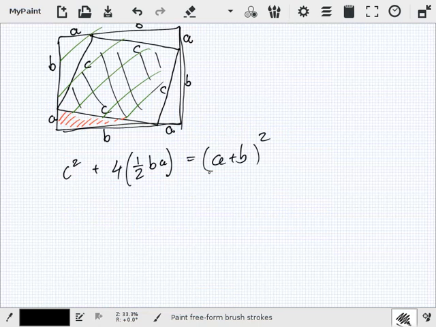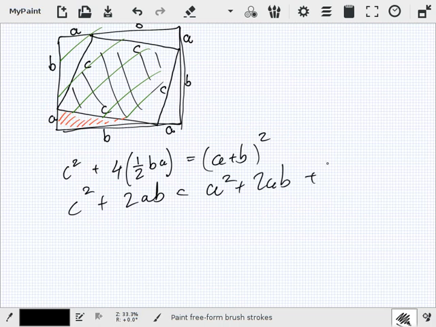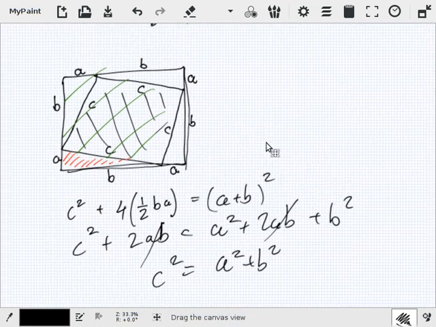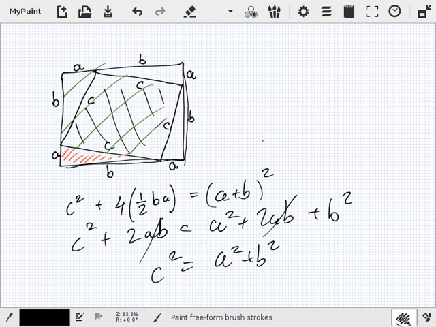So, if I simplify this, let's see what I get. You won't be shocked. C squared plus 2AB equals A squared plus 2AB plus B squared. What can I cancel here? Yeah. C squared is A squared plus B squared. Okay, so like I said, it's good for you to see these things from time to time. Write it down.